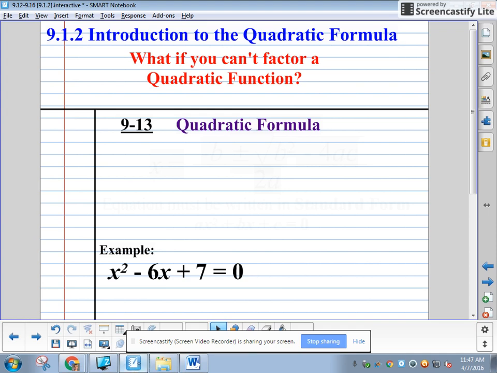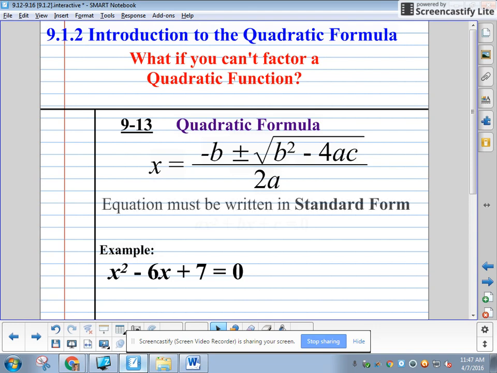Okay, today we're going to be learning how we can use the quadratic formula to help us solve an equation if we can't factor it. So first of all, you need to know what the quadratic formula is. It is x equals, so we're solving for x, the opposite of b plus or minus the square root of b squared minus 4ac all over 2a. So opposite of b plus or minus the square root of b squared minus 4ac all over 2a.